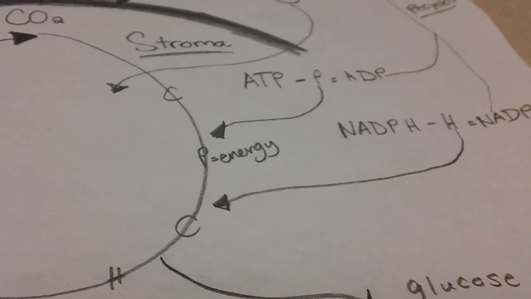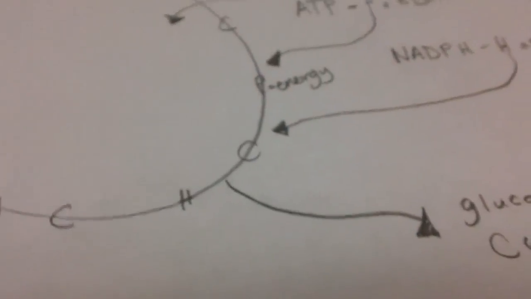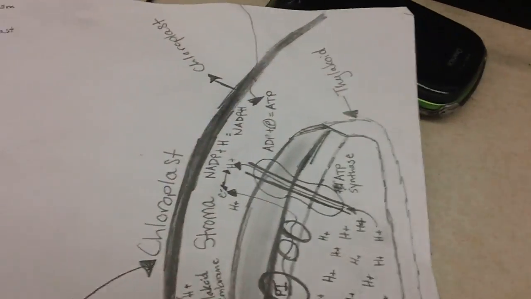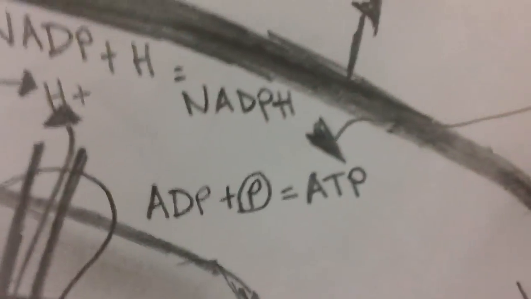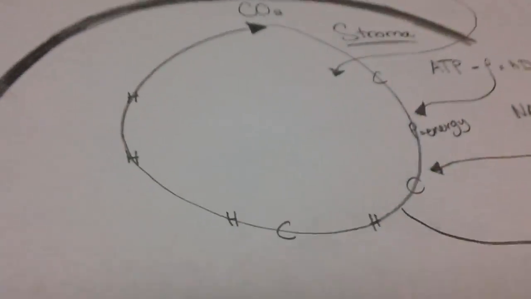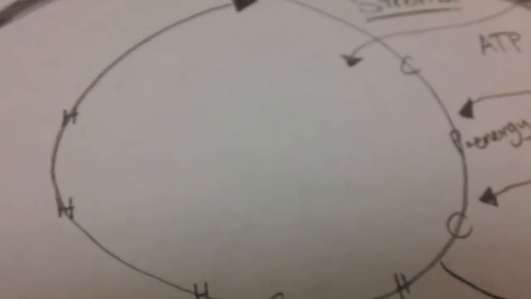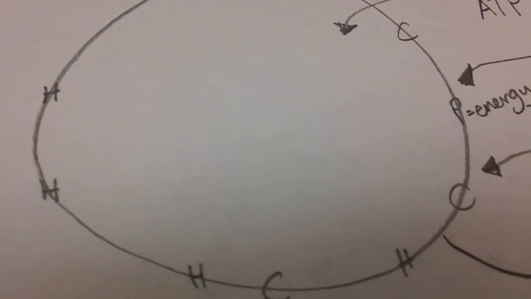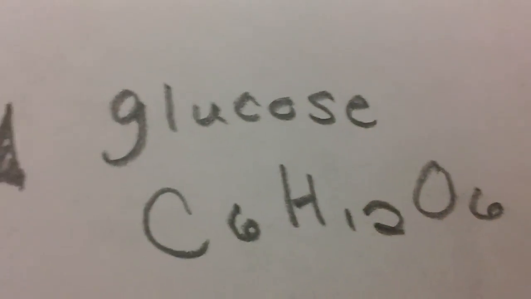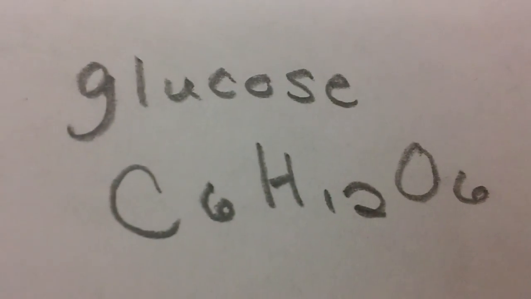And the ADP that's left over and the NADP that's left over is going to go all the way back to its original spot and wait to get bonded again. So everything gets recycled. And once the carbons and the hydrogens have gone around the circle enough times, they're going to end up creating a single molecule of glucose. And this is just going to keep happening over and over again.